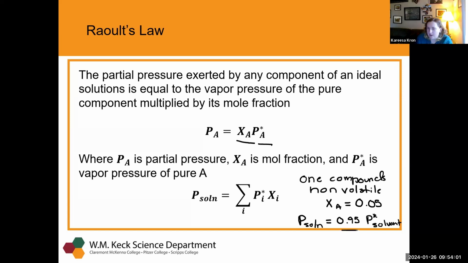So this causes it to lower. And the only reason it lowers is that it has a lower concentration, which is why this is a colligative property.